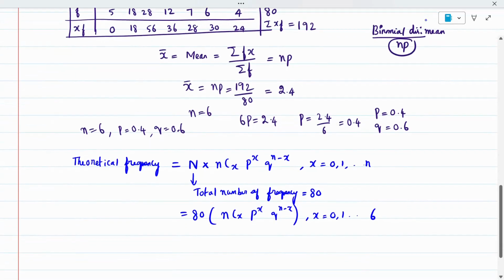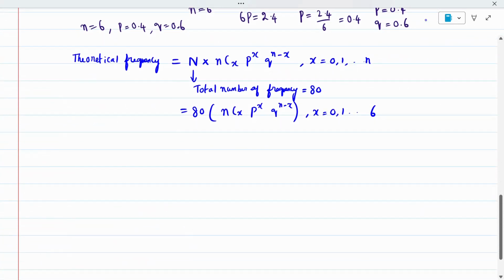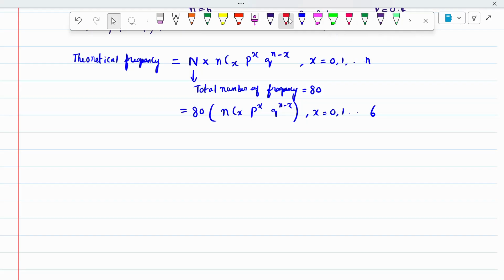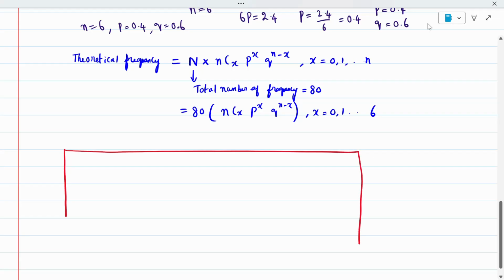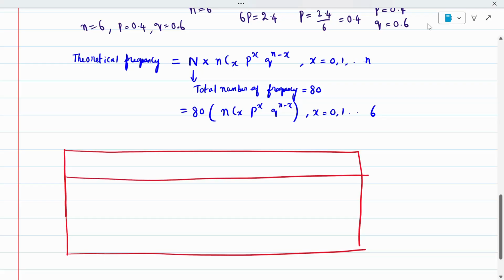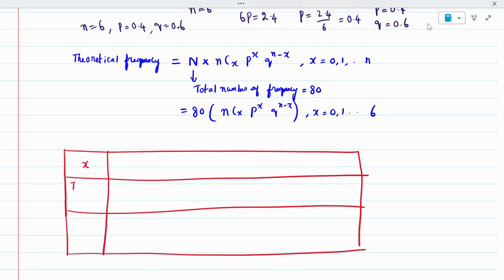Now do the calculation in table format itself. The columns are x, which is given in the question, the theoretical frequency, our new frequency, and the round off of the theoretical frequency, where we round off this answer. x is given to be 0, 1, 2, 3, 4, 5, 6.